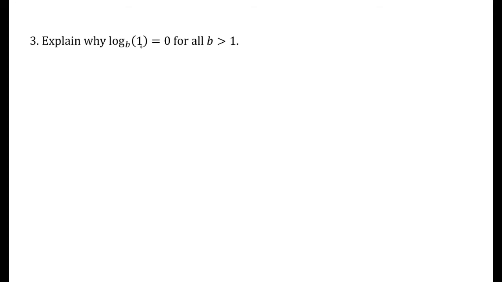Explain why the log base b of 1 equals 0. So why does the log, regardless of what base it is, of 1 always equal 0? Well, logs are the "what power" function. b to the 0 always gives me 1. Logarithms equal exponents. So b to the 0 equals 1. This is always a true statement. These two statements are equivalent. So if log base b of 1 equals 0, then b to the 0 equals 1.